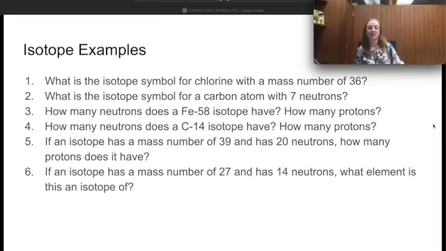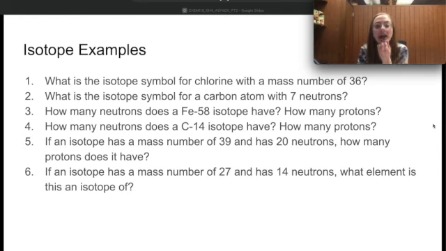Okay, so that's number 4. So we're going to switch gears and we'll do examples 5 and 6, which are a little bit closer to each other. So example number 5 says, if an isotope has a mass number of 39 and has 20 neutrons, how many protons does it have? So go ahead and pause and resume if you want to hear my thought process.